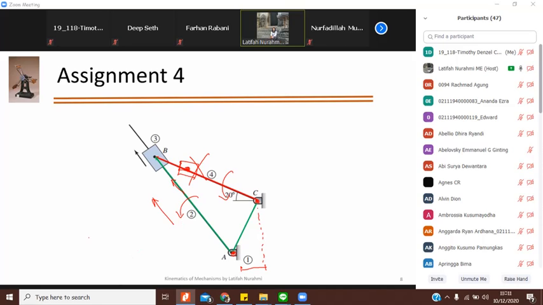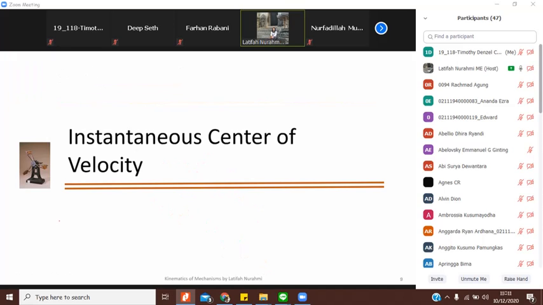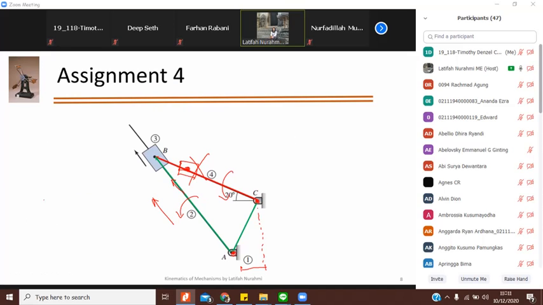And from here, okay, I will derive it here. So from here, now you derive the equations.